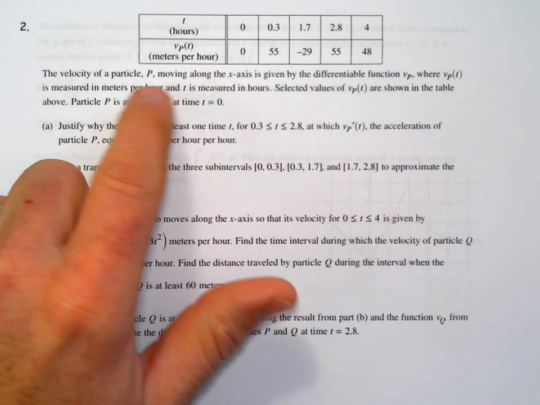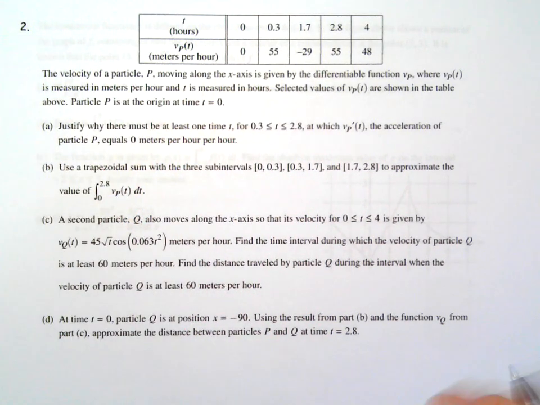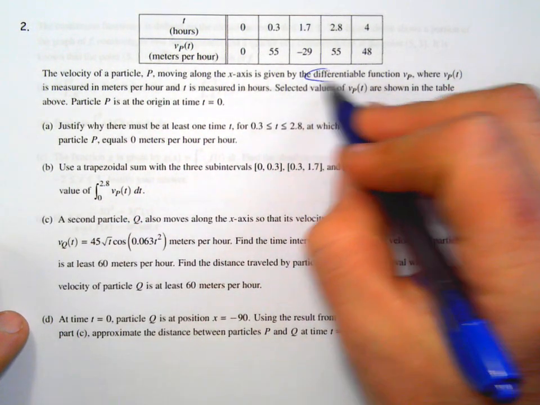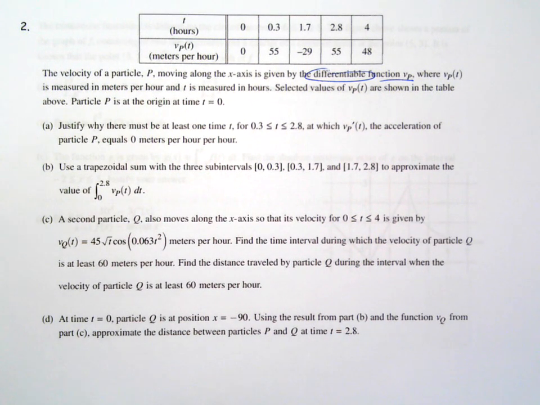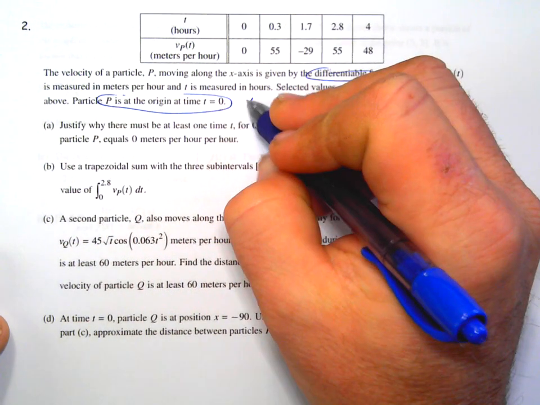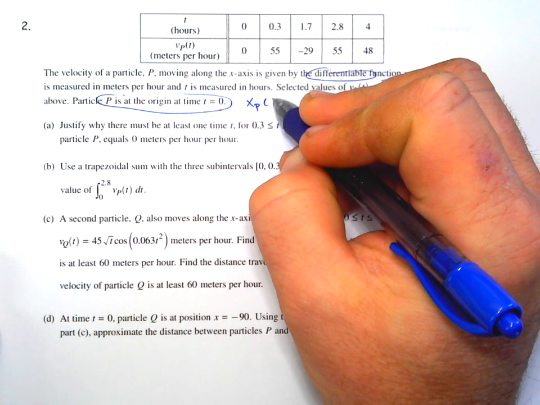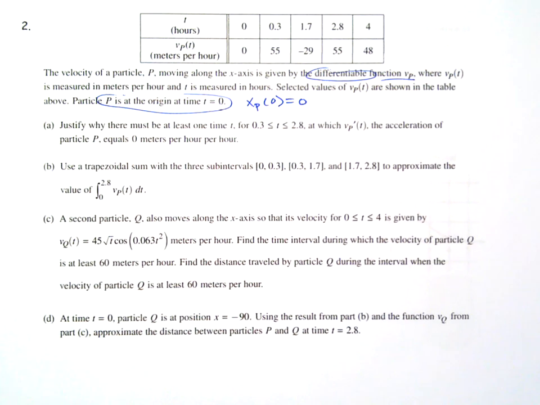The velocity of particle P moving along the x-axis, so this is left-right motion, given by the differentiable function Vp. That might come in handy, the fact that it's differentiable. We might need to state that as justification for using some theorem or test. Vp is measured in meters per hour, and t is measured in hours. We should be putting units on all our answers. I wouldn't wait for them to ask you. Selected values of Vp are shown in the table above. Particle P is at the origin at time 0. So that means the position of particle P at time 0 is 0. Okay, so initial condition.